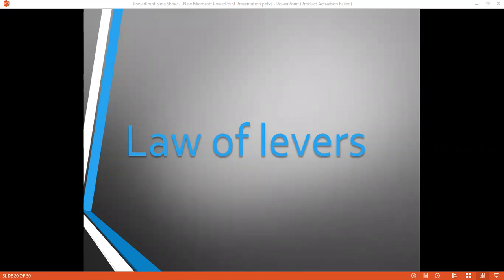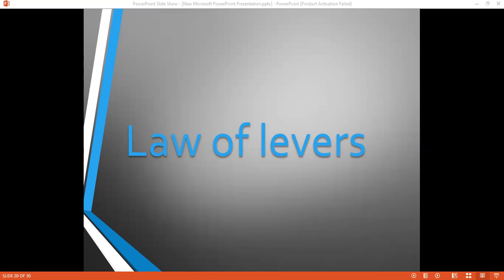We studied before that lever is a rigid bar, straight or curved, that rotates around a fixed point and is affected by two forces, effort force and resistance force. Today we're gonna talk about law of lever.